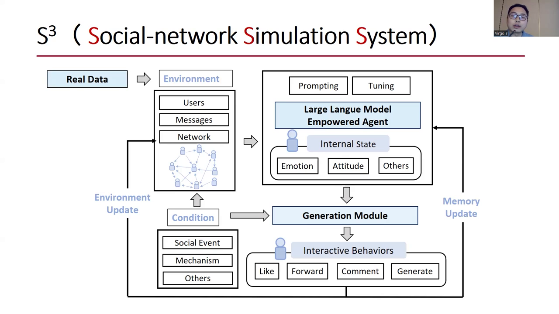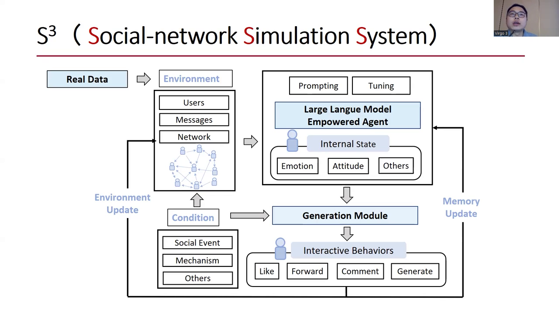And we use fine tuning strategies to ensure that each agent is close to a real human and ensure its personalization ability. Given a social event, each individual is expected to generate behaviors, including like behavior, forward behavior, comment behavior, and generate behavior. The generate behavior here means to post some text, to create a new post on the social network, and other individuals simulated by the LLM agents can forward the post. So the generation and forward behaviors form the propagation among the social network.